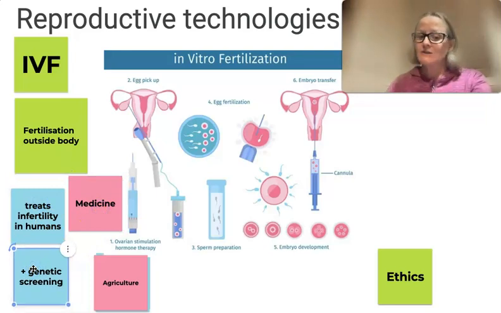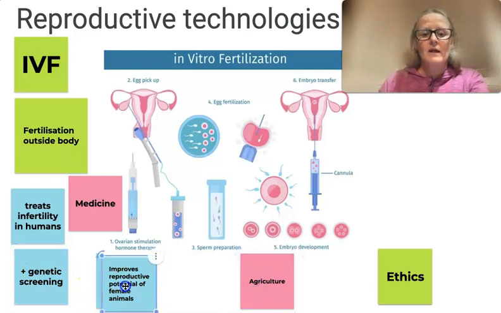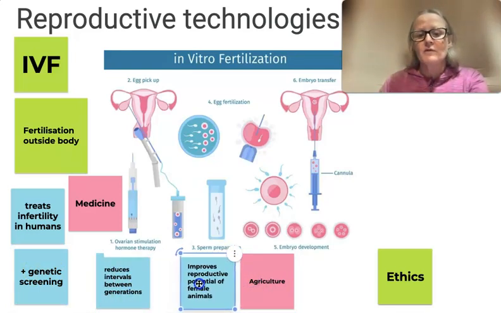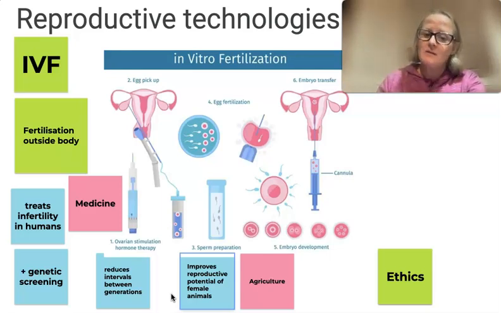And there are applications in agriculture too, where we can actually improve the reproductive potential of female animals. So in the last slide, we were talking about artificial insemination, and that's where we collect a lot of sperm. So the male animal gets to pass on their genetic information. Here, we can actually collect eggs, which means that the female's reproductive potential and desired traits can be selected for.